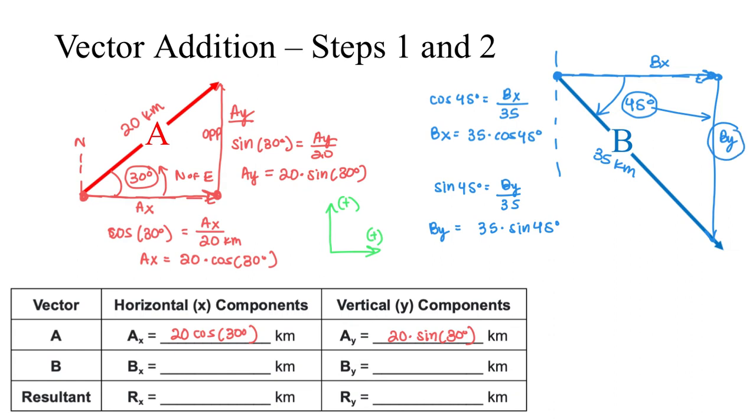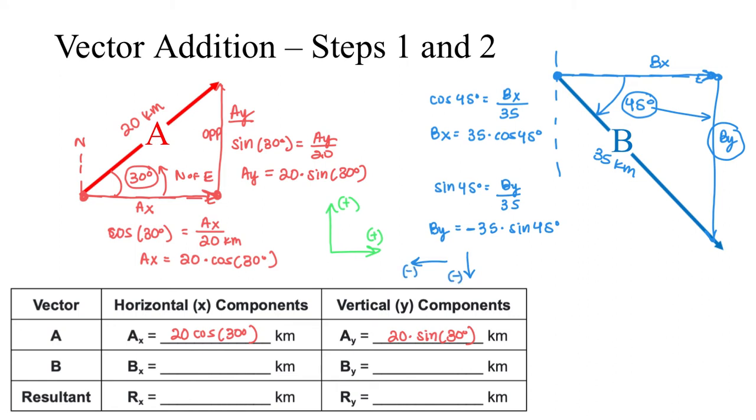Vector b sub y is pointing down, right? In order to complete this triangle, I went over to the right, so b sub x is positive, but then I went down with b sub y. So this is actually going to be negative 35 sine 45. So anytime you have a vector pointing to the left or pointing down, anytime you have a component that's left or down, those will both be negative.